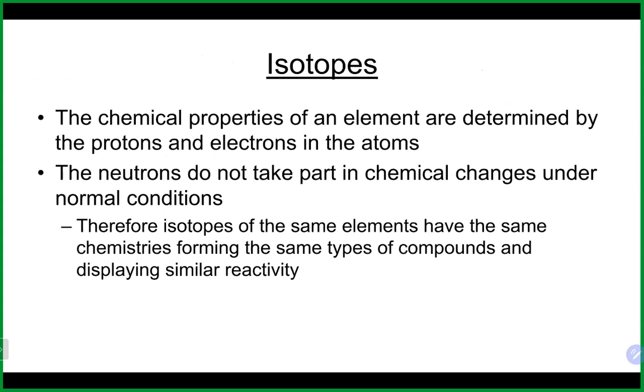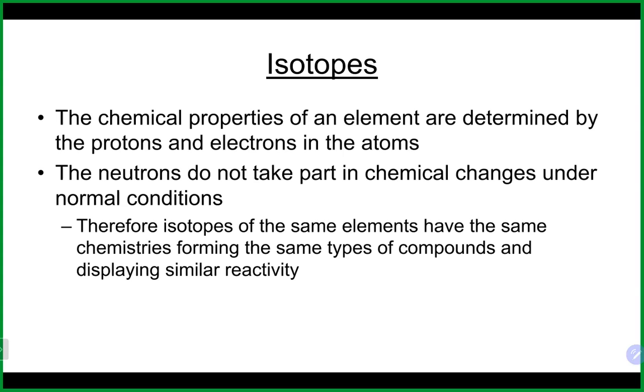All right, so isotopes was another thing that we talked about. And just to wrap up on isotopes, remember that isotopes are the same element, but they do have different masses. The reason they have different masses, as we talked about, is because they have different numbers of neutrons. They obviously will have the same number of protons, otherwise they would not be the same element, but they do have different numbers of neutrons.